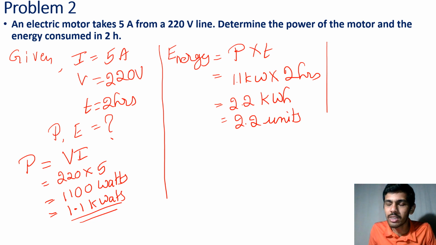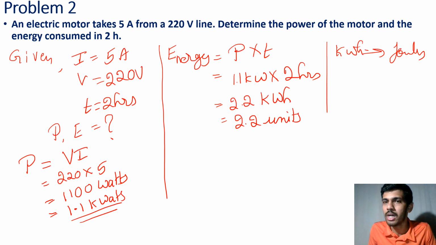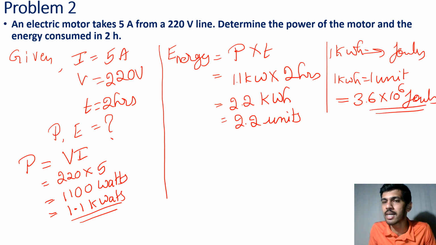That is the conversion factor for converting kWh into joules. 1 kWh is equal to how many joules? Both are actually energies. So remember, 1 kWh, or 1 unit, is equal to 3.6 into 10 to the power 6 joules. That is the conversion factor, very important to convert from kWh to joules.